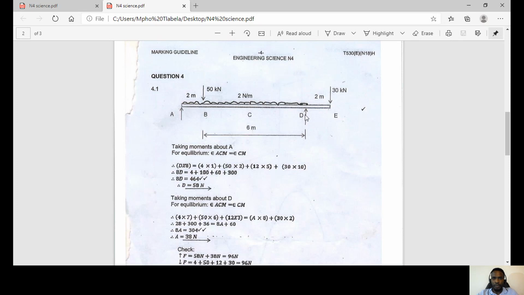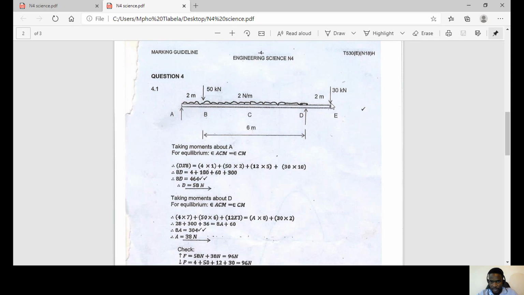Right, now we're going to say moments about D, meaning we're going to check all these other forces, whether they're clockwise or anti-clockwise to D. It's moments about D, same principle, law of moment. Sum of clockwise moment about a point equal to sum of anti-clockwise moment about the same point. Right, now, if you check this one, 30 to D, it's clockwise. That's why we've got it in the clockwise side, 30 times 2.